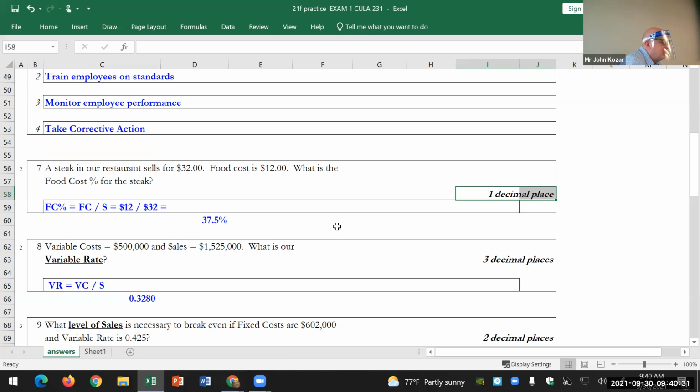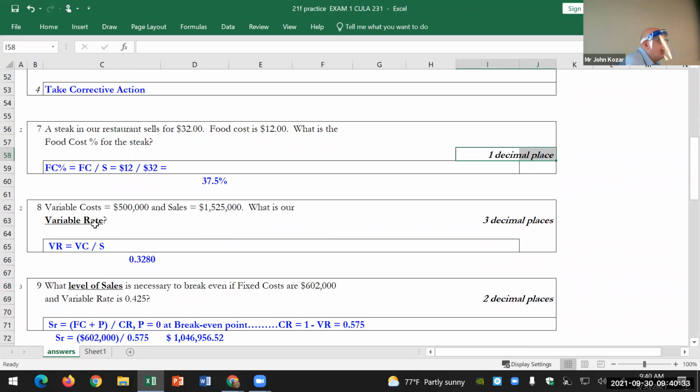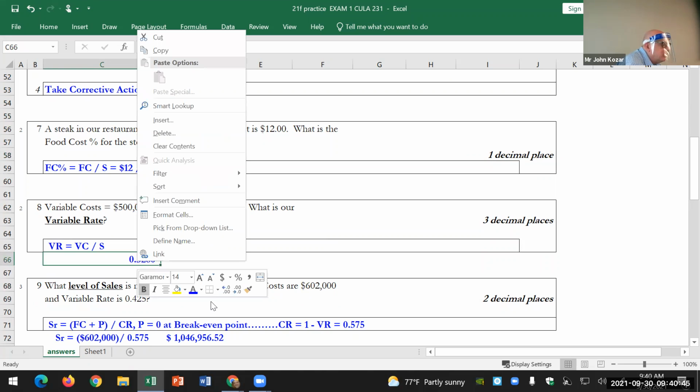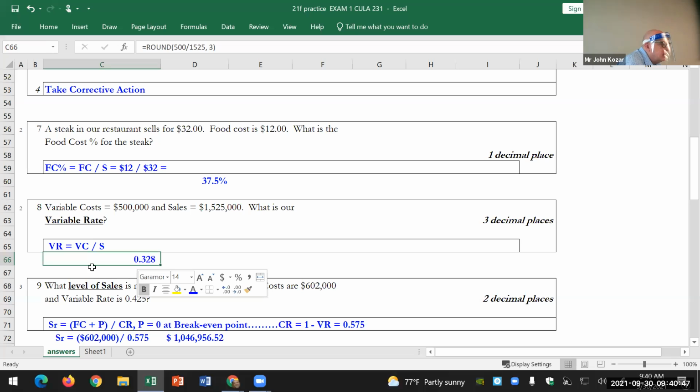Okay, so calculate variable rate. You're given the variable cost and given sales. So you divide the variable cost by the sales. And this is actually too many decimal points. 0.328. Well, yeah, that's right, 3 decimal points.